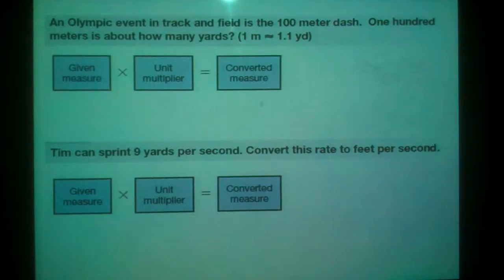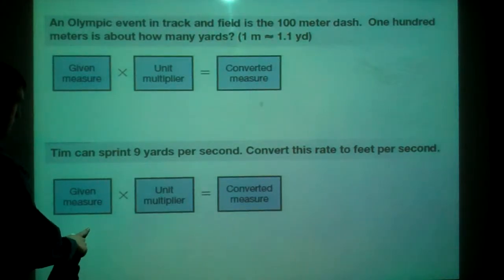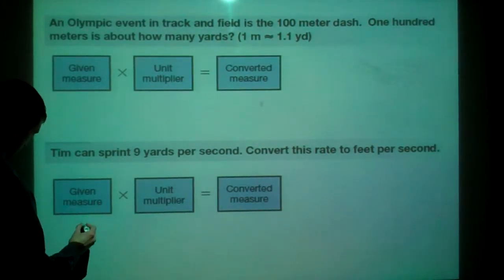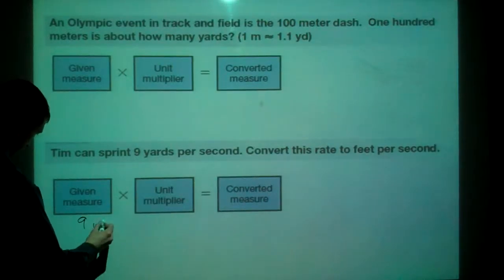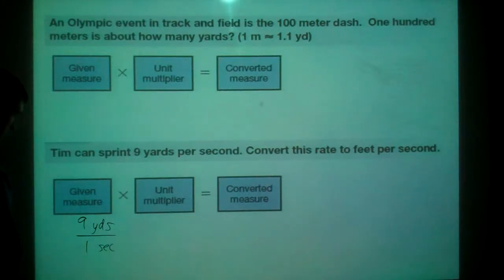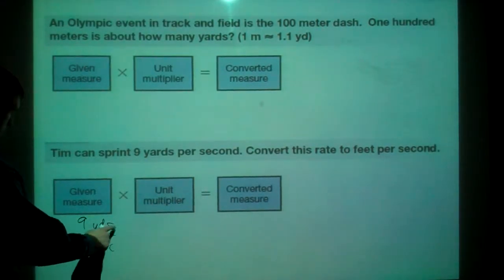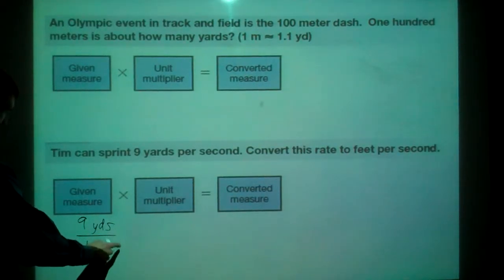And we'll make this one our last one here. It says Tim can sprint 9 yards per second. Convert this rate to feet per second. Okay, so we're going to write this one a little differently. I'm going to put it up here again, so don't get confused. Well, we can do it right here, why not? So 9 yards, this is going to look a little different. 9 yards per 1 second. So it's just a different way to write 9 yards per second. Be like miles per hour, but it's yards per second.